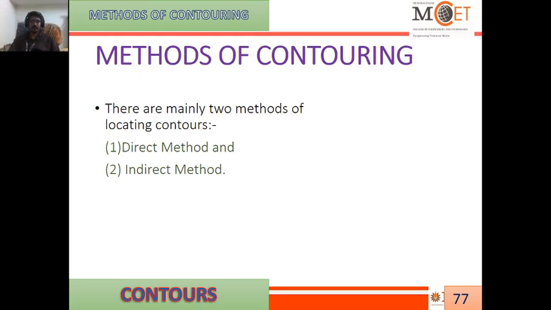Hello friends, the last topic of the second unit is methods of contouring. What are the methods adopted to draw the contour map and how it gets converted from the ground to the sheet, right? There are two methods available, direct method and indirect method. In the direct method some divisions are there, and in the indirect method also divisions are there. We will see one by one.